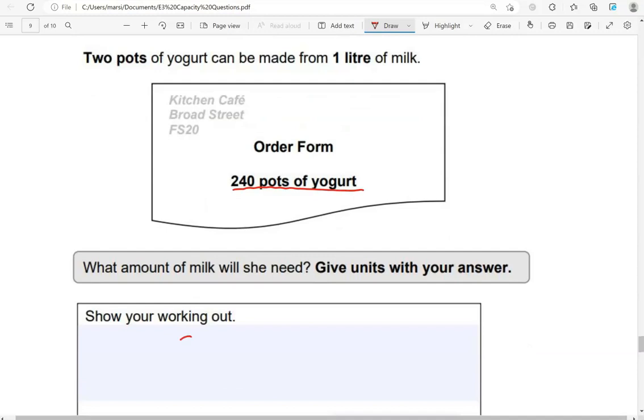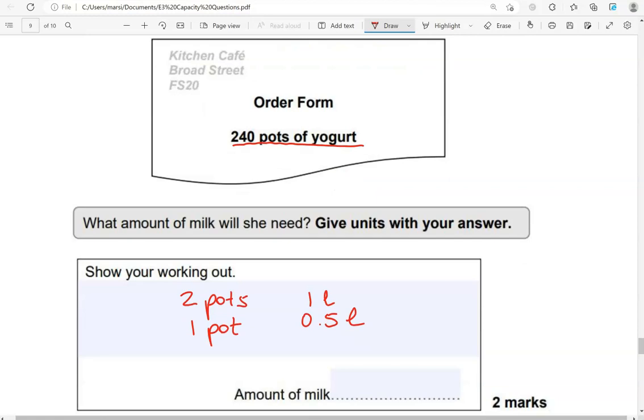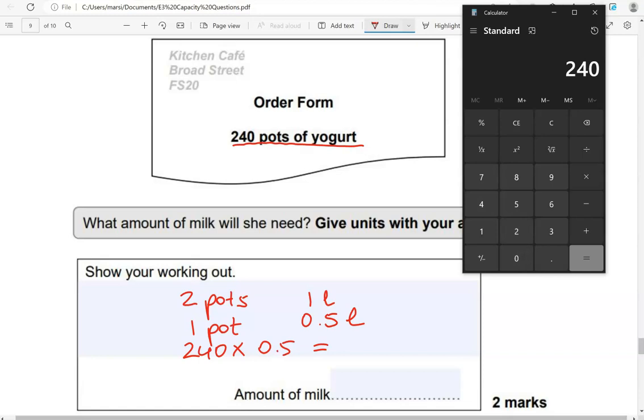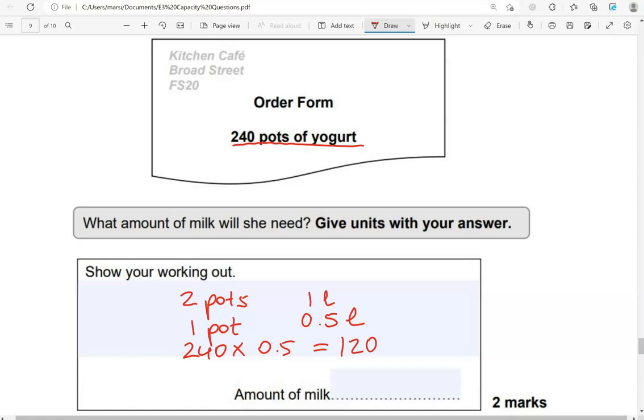So 2 pots are made with 1 litre of milk. So 1 pot is made with half a litre. So 240 pots, if we multiply that by 0.5 litres, should give us the answer. So 240 times 0.5 gives us 120 litres.